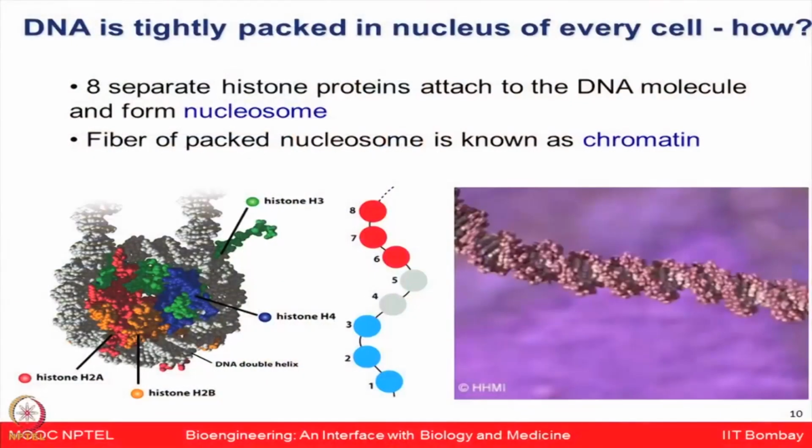Another interesting fact is that there is so much DNA content present, but how is it so tightly packed in the nucleus of every cell in such a short space? It is not only DNA; in addition to DNA there are separate histone proteins attached to the DNA molecules, and these 8 histone proteins along with the DNA molecules form a complex called a nucleosome. The fiber of these packed nucleosomes is known as chromatin, and the chromatin gets condensed before the process of mitosis starts.